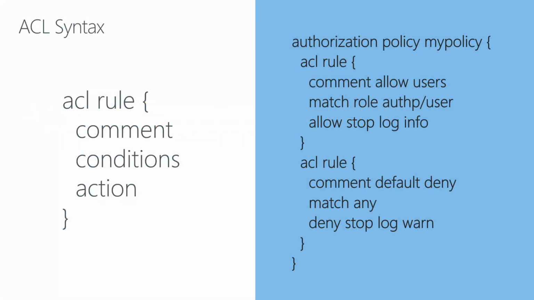Access control lists are pretty trivial. It starts with ACL rule, and then within that there is a comment, a condition, and an action. On the right side, you see once again we match the role, which is authp user. We let them in, and then we have a default deny in the second rule.